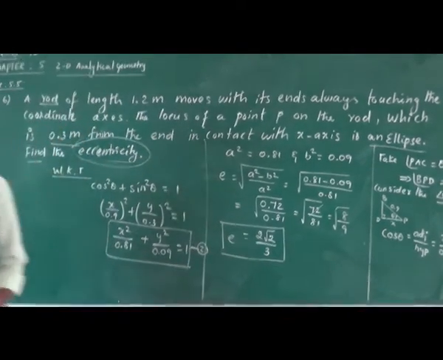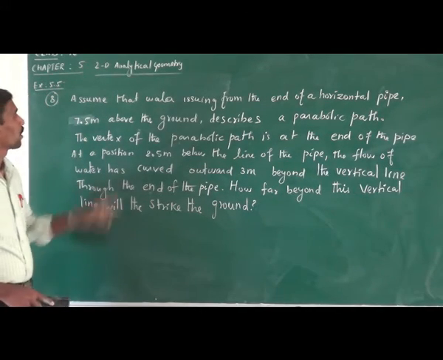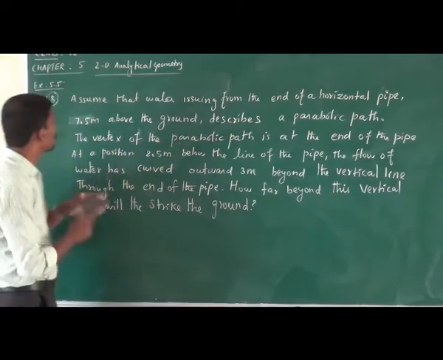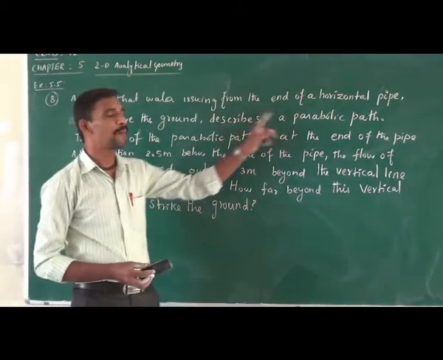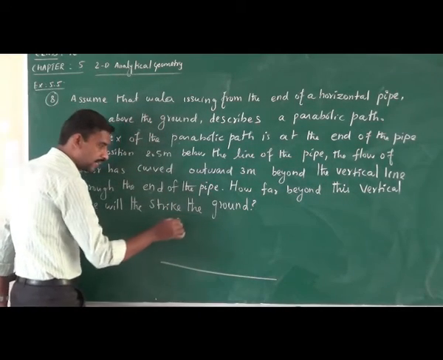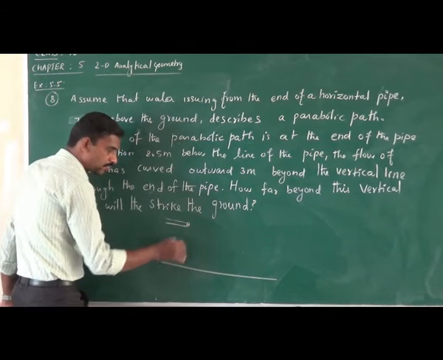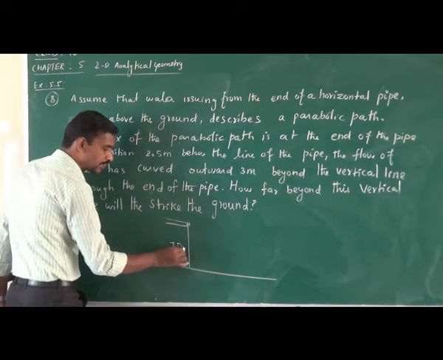Hi students, this is exercise 5.5, question number 8. Assume that water issuing from the end of a horizontal pipe 7.5 meter above the ground describes a parabolic path. It says that it's a ground level, it's a water pipe here. So the height of the water pipe above the ground is nothing but 7.5 meter.